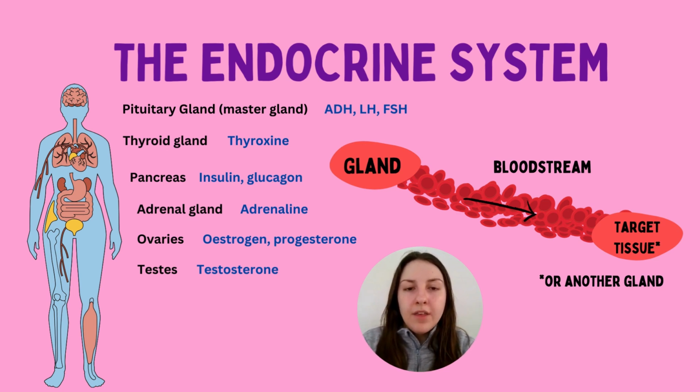ADH, this is a hormone that's released from the pituitary gland and it acts on the adrenal gland, so the kidneys where the adrenal gland is located. ADH, by the way, just stands for antidiuretic hormone, and it helps with the control of urine and water regulation in the body to keep us hydrated.